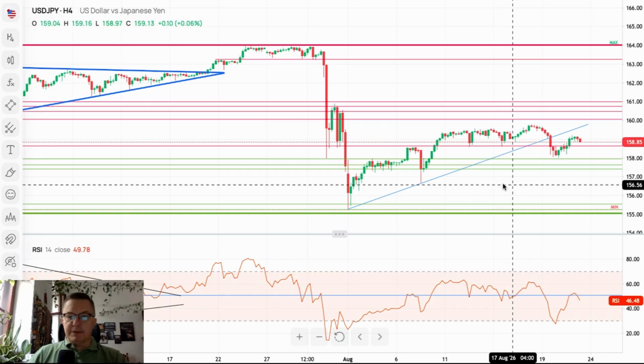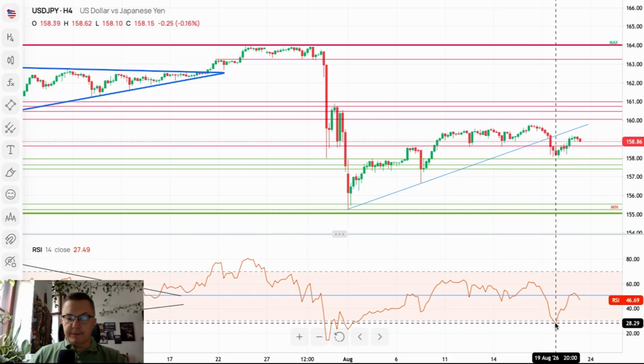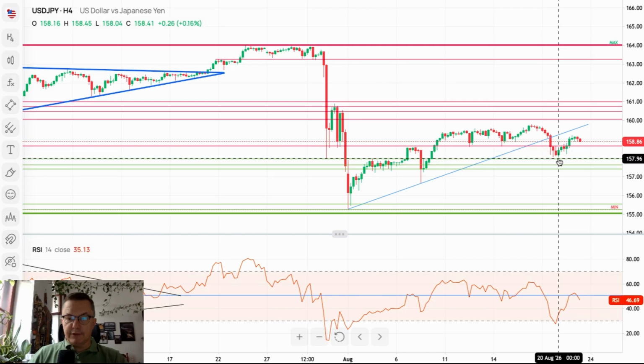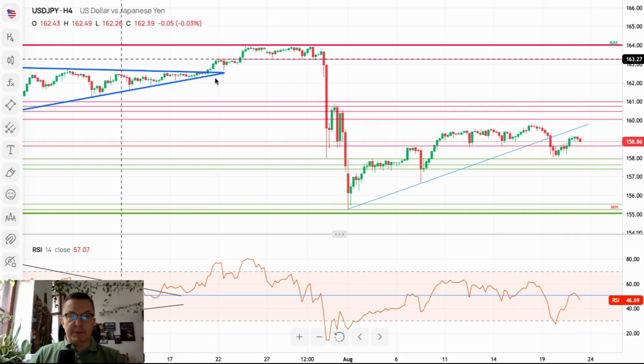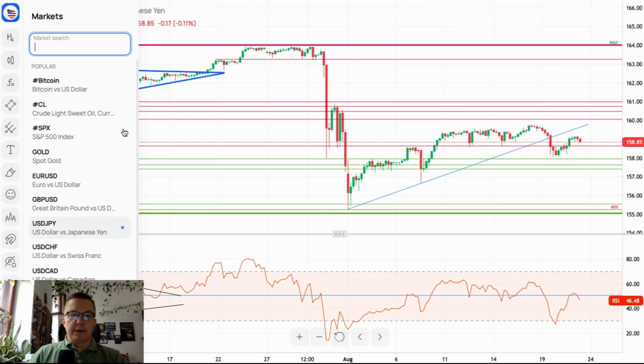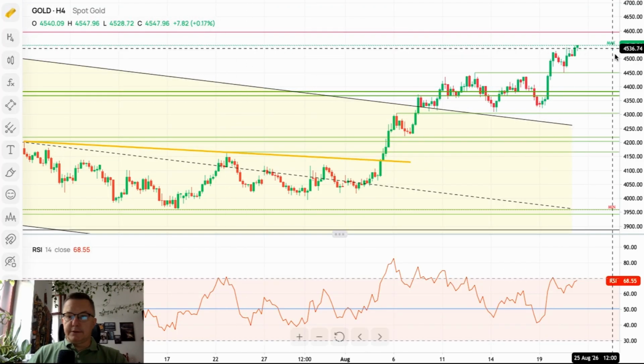US dollar versus the Japanese yen, very low volatility on this market. We went down towards extremely oversold conditions, roughly around the level of 158. Then we bounced, but the volatility is just limited and not much is going on here on the US dollar versus the Japanese yen, so we are waiting for another situation to expand.